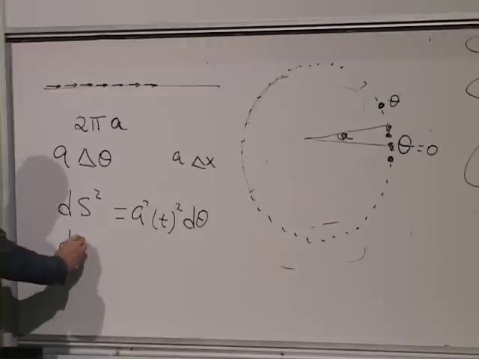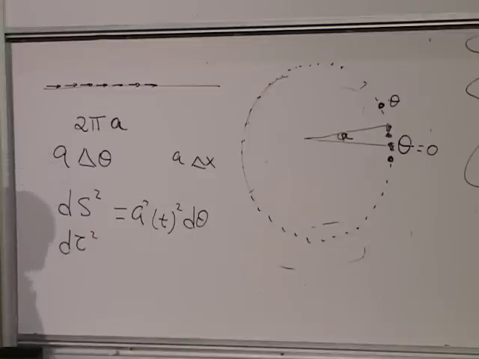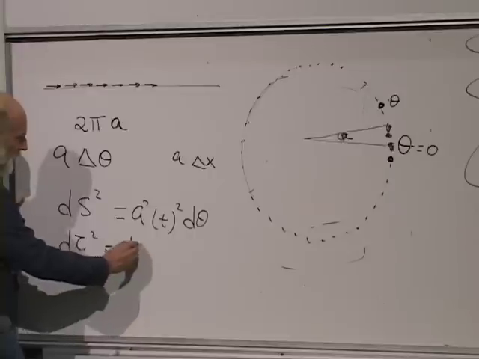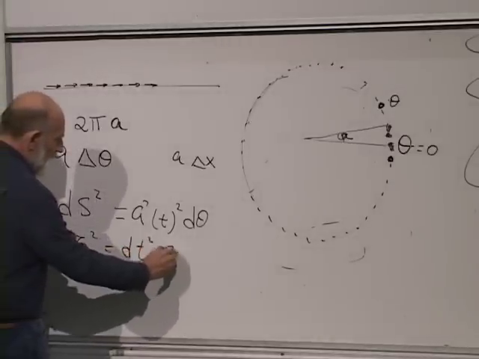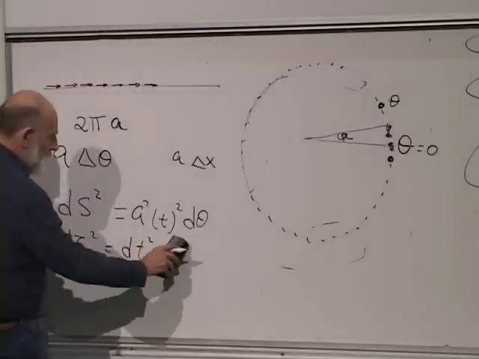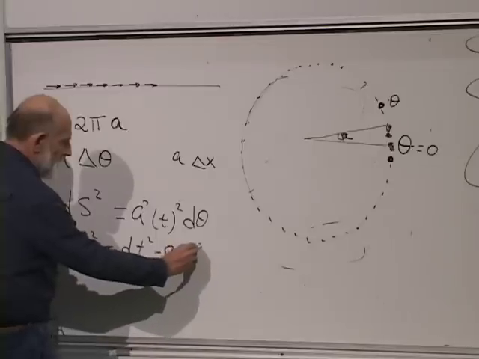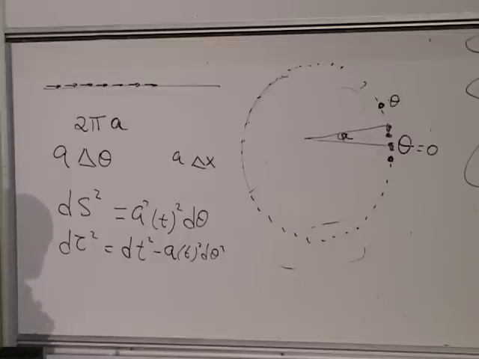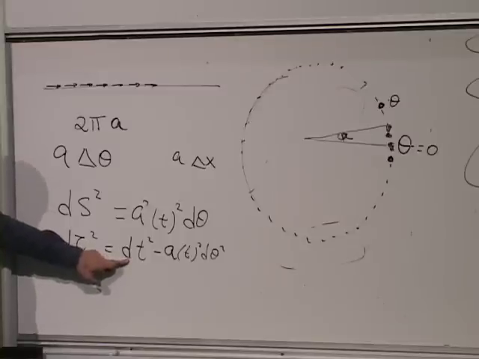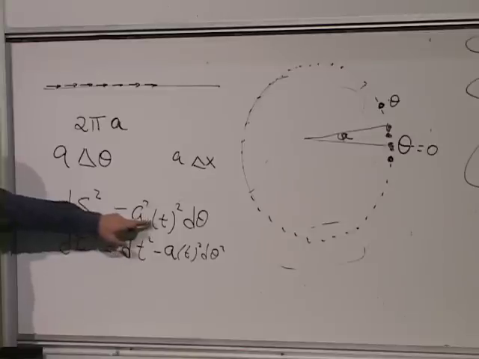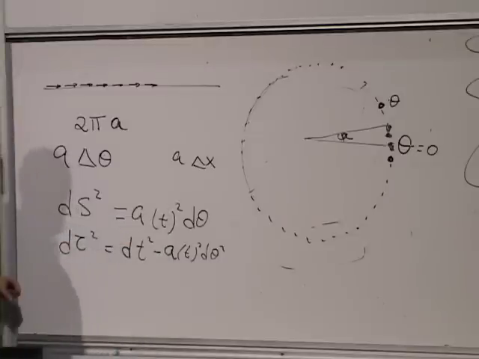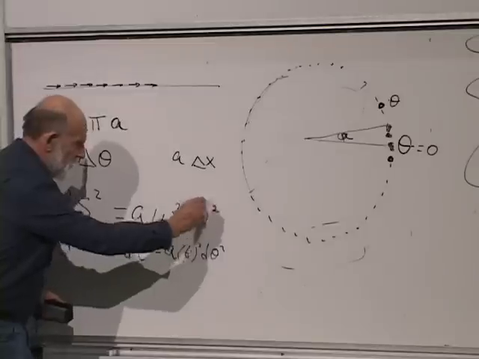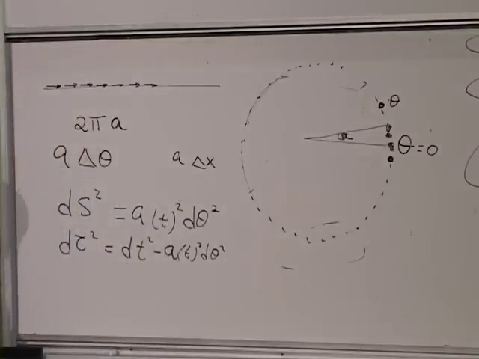We might write d tau squared, the space-time metric, is dt squared minus A of t squared d theta squared. There should be a squared in the first line up from the second. No, not here. One up above that. A of t squared. Good. Yeah, d theta squared. Right. All right.